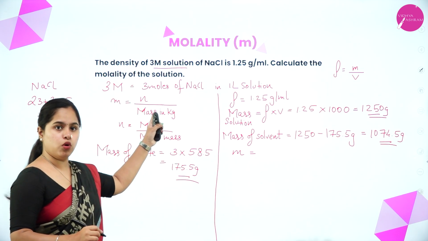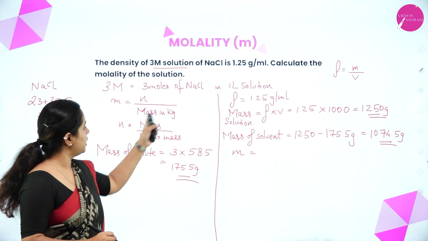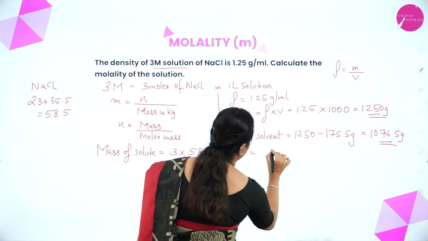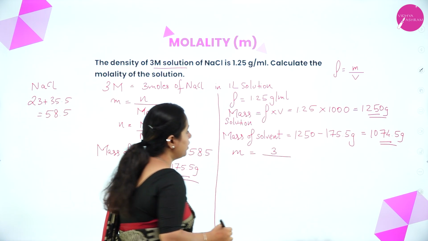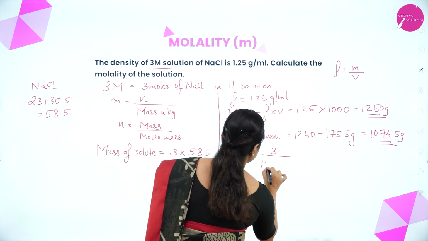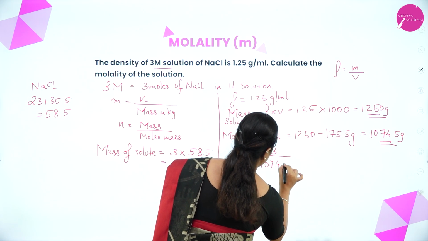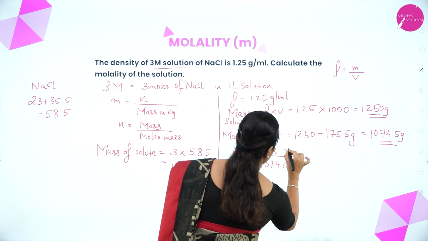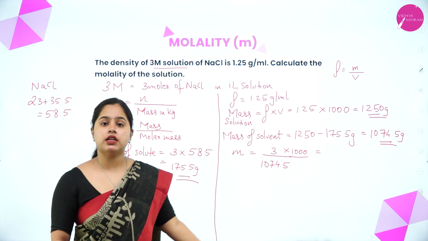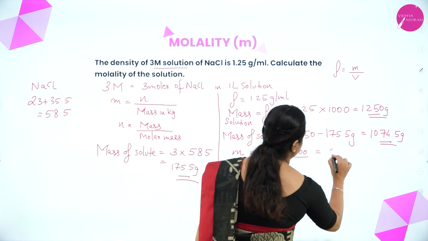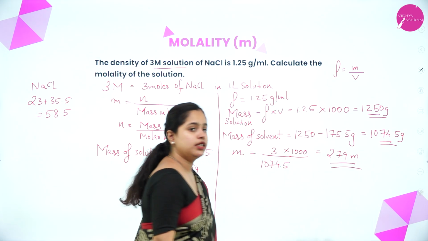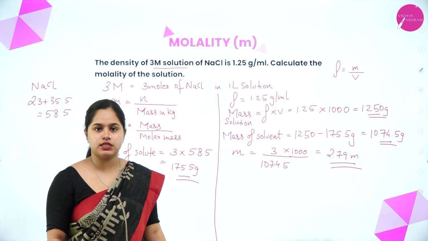What is molality? It is the number of moles of your solute by mass of your solvent in kilograms, right? The number of moles we already knew, that is 3, divided by the mass of the solvent we calculated, 1074.5. It is given in grams, which means I have to multiply it by 1000 in the numerator. That gives me the molality as 2.79 molal.